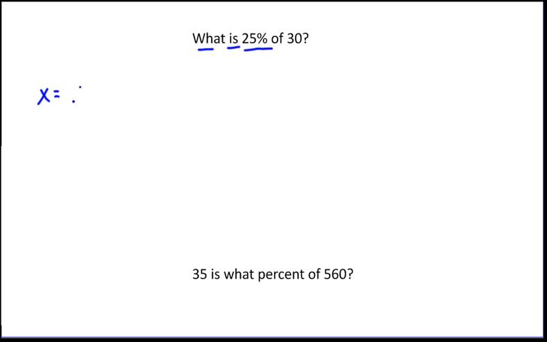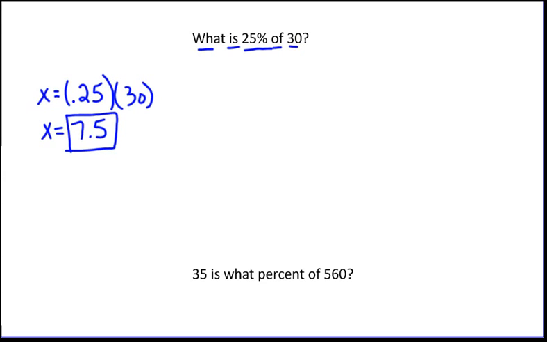25% in its decimal form is 0.25. Of means multiplication, and our number is 30. Stepping back and looking at this, we see that all we really need to do is multiply. So x equals 7.5, and that is the result of the problem. So 7.5 is 25% of 30.